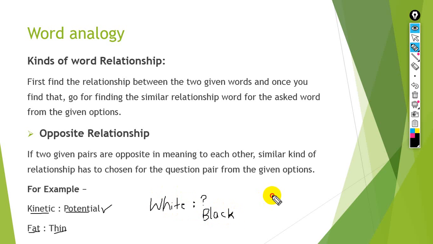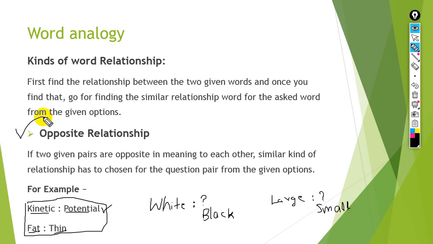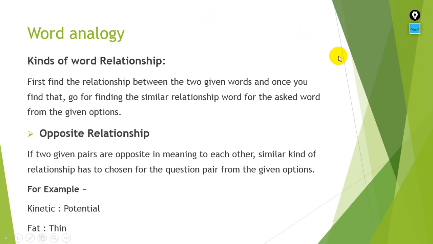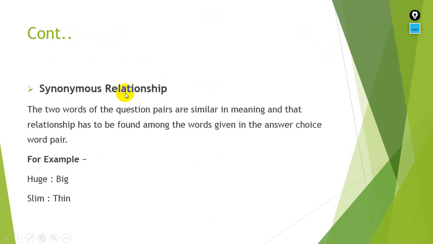For example, if we write large, what will be the analogy of this? What will be the correct answer for this? So here we will look at this. For example, large, so now it will be small. Why? Because in the given question there is an opposite relationship between the words, so this is called opposite relationship of analogy of words. Okay, next what we have, for example, synonyms relationship.